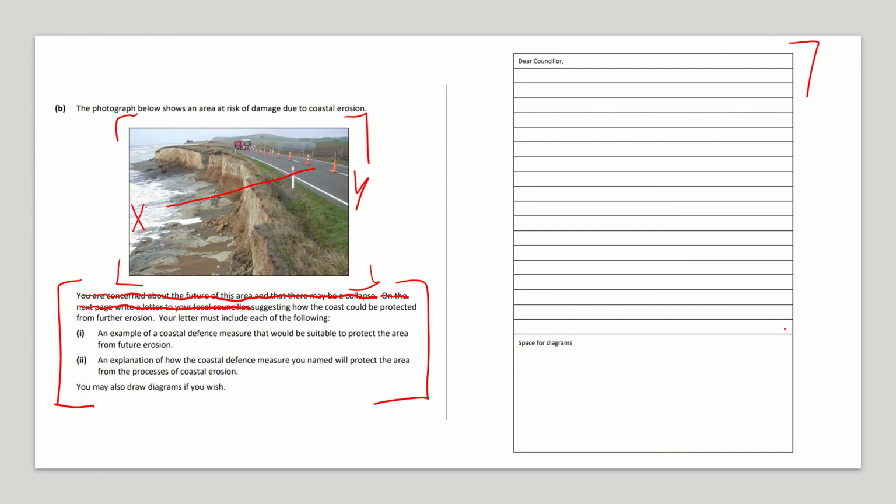What you'll notice is you're given a huge amount of space, almost 20 lines here to write your answer. So we need to get as close to filling that space as possible. In order to fill that space, we're going to talk in detail about the processes of coastal erosion. We're going to talk about the coastal defense measure that we're going to suggest, and we're going to explain how that will reduce coastal erosion in the area. So let's have a look at the model answer together.